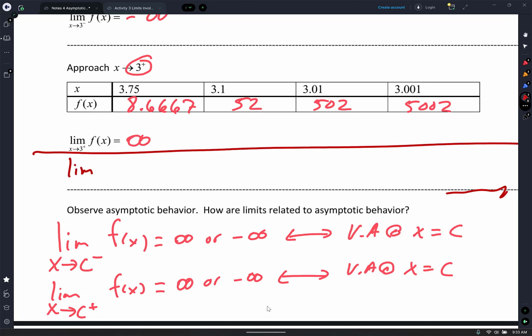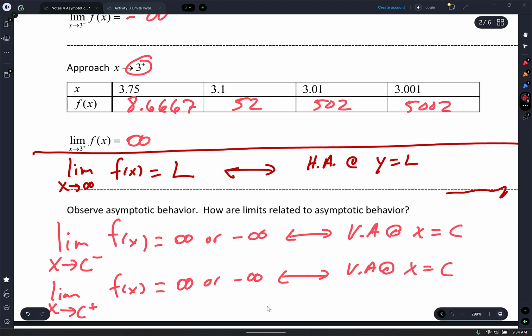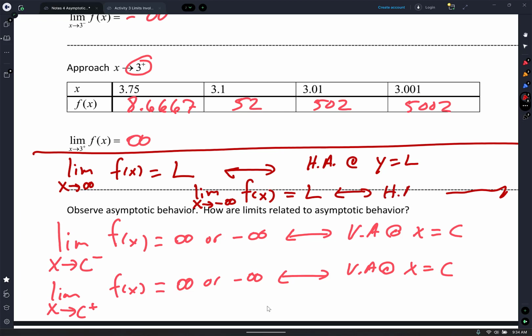If my limit as x approaches infinity of some function equals a constant, then that means that constant is a horizontal asymptote at y equals L. Let me write the other one because that's positive infinity. I could also approach what direction? Negative infinity. So write the other one as well. Limit as x approaches negative infinity of some function. If that equals L, that means I have a horizontal asymptote at y equals L.